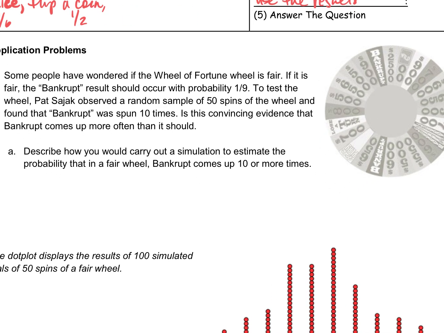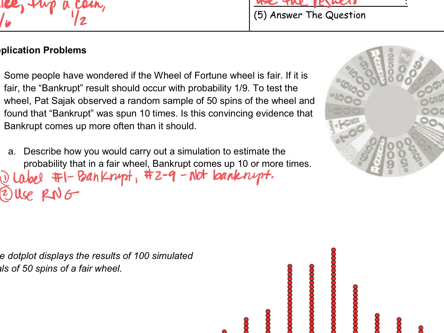So I would say it like this. I would say label number 1 as bankrupt, and then 2 through 9 as not bankrupt. So you're identifying the 2 outcomes you're considering. Then, okay, so that would be my first step, label, right? Then I would use a random number generator to generate numbers between 1 and 9. I don't want it to go 1 to 100. I just want 1 to 9.